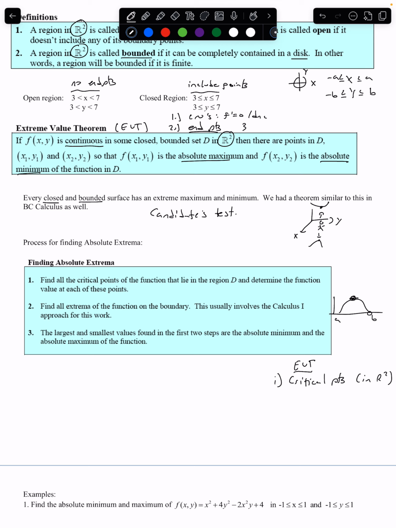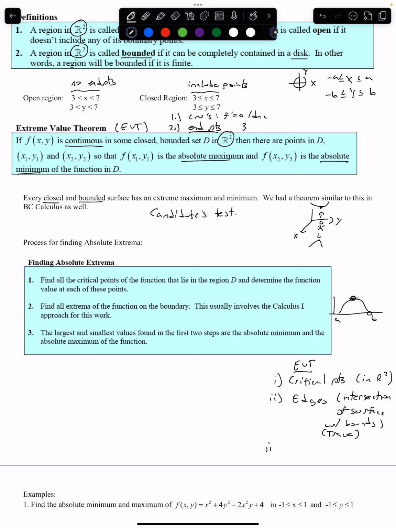R2 just says are within our bounds. Two, we have to check the edges. These are like checking the endpoints. I'll give you an example in just a few moments. These are the edges. And what these are, the intersection of the surface with the bounds themselves. These are going to be a trace, which we're going to see in just a few moments.